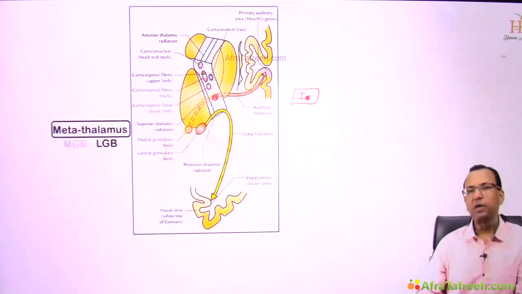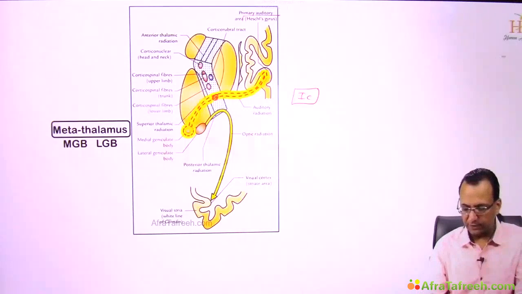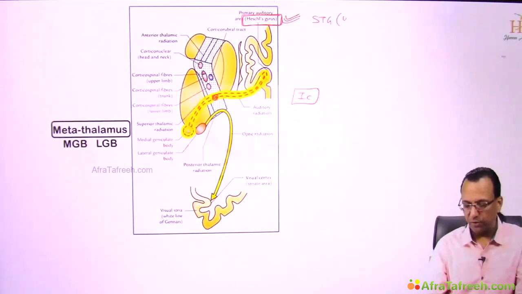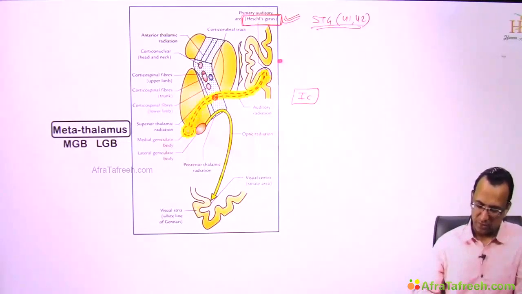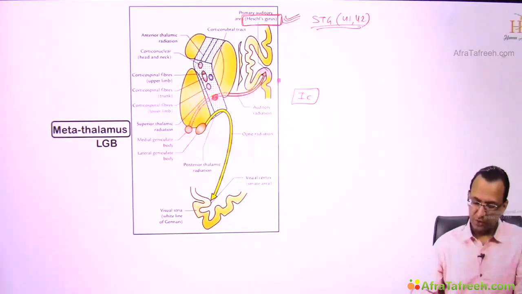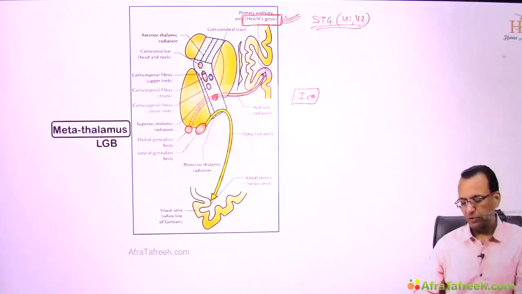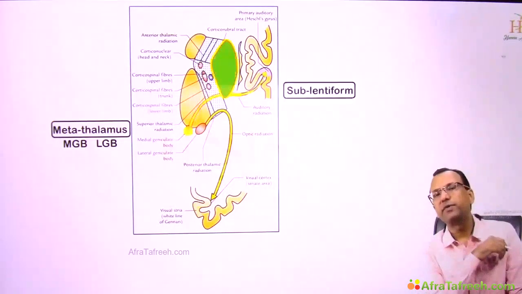Actually, these are fibers going to reach the Heschl's gyrus. What is Heschl's gyrus? Heschl's gyrus, superior temporal gyrus, area number 41, 42. So, you are telling that this auditory pathway is going to reach the Heschl's gyrus, which is the superior temporal gyrus, area number 41, 42? Yes. And which part of internal capsule you are using? This is called as sublentiform fibers of internal capsule.